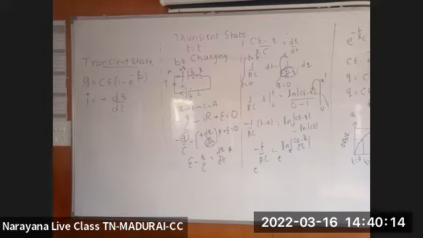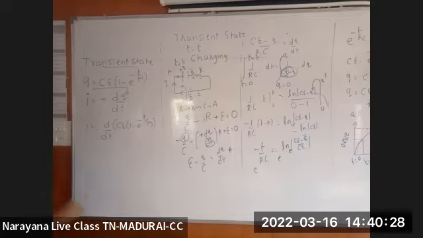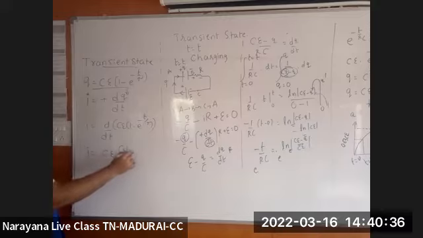Correct or not? Put Q value here. What do you get? Current equals dQ by dt, with Q being C into E into 1 minus e power minus t by tau. C into E I will take outside. So I is equal to how much? C into E, and for differentiation of 1, and d by dt of how much?